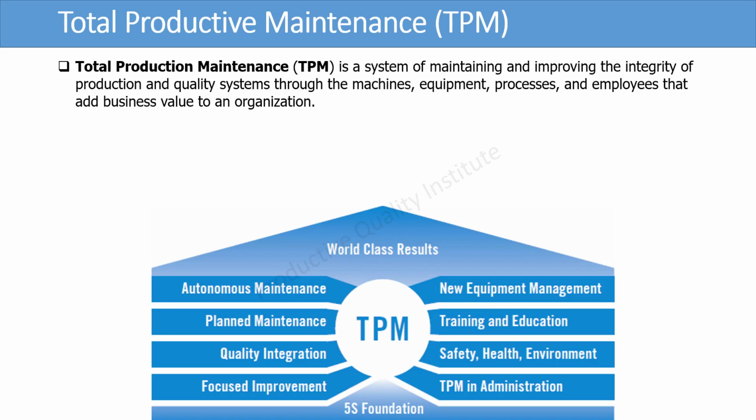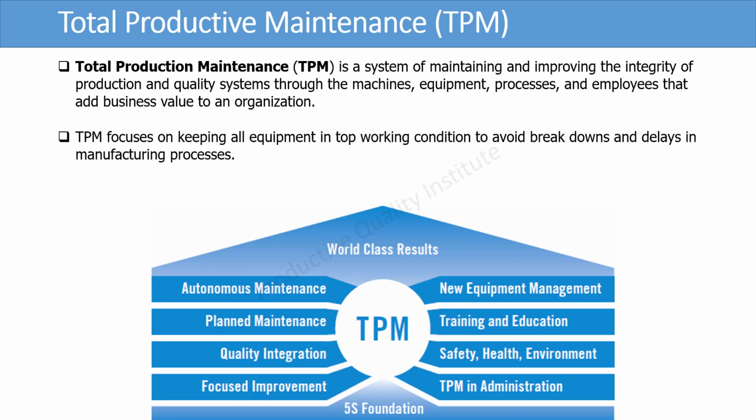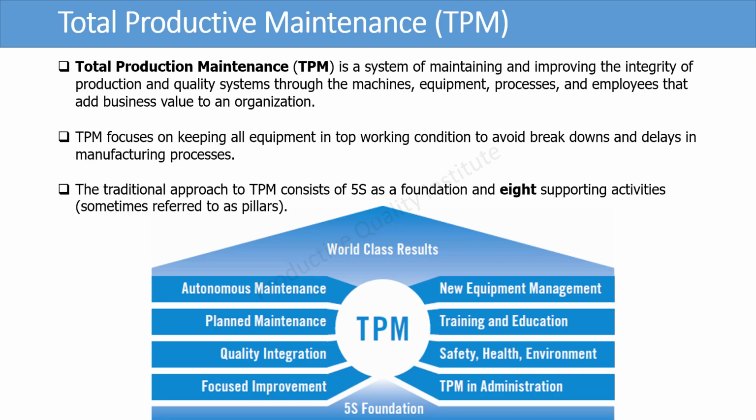Total production maintenance, TPM, is a system of maintaining and improving the integrity of production and quality systems through the machines, equipment, processes, and employees that add business value to our organization. TPM focuses on keeping all equipment in top working condition to avoid breakdowns and delays in manufacturing processes. The traditional approach to TPM consists of 5S as a foundation and 8 supporting activities, sometimes referred to as pillars. The 8 pillars of TPM are mostly focused on proactive and preventative techniques for improving equipment reliability.